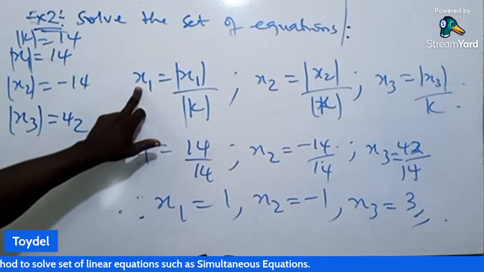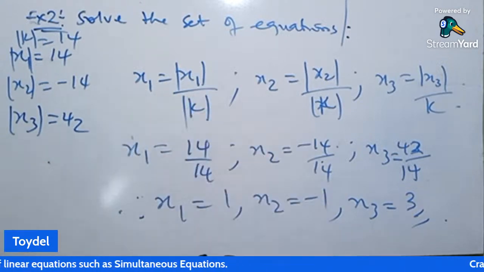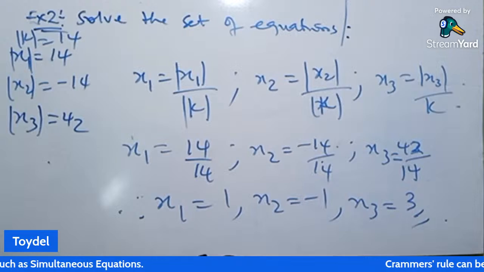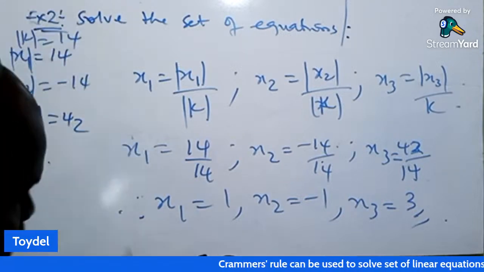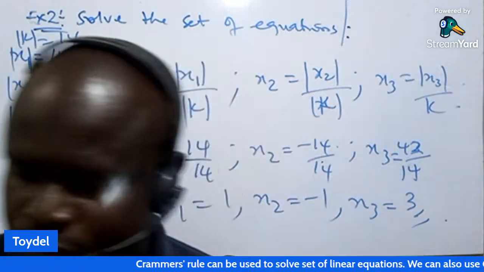So if this simultaneous equation, instead of x1, x2, x3, we can have maybe a, b, c, or we have x, y, z. Then once we follow the same steps, we are going to get the same thing.